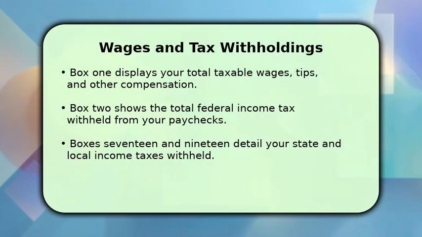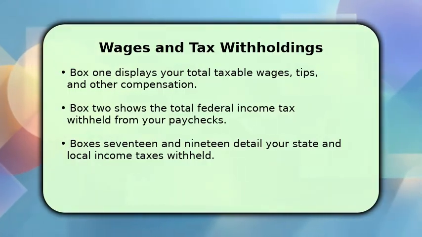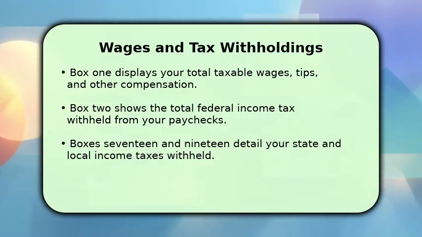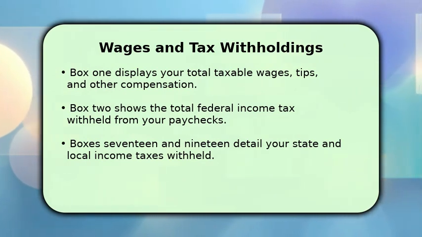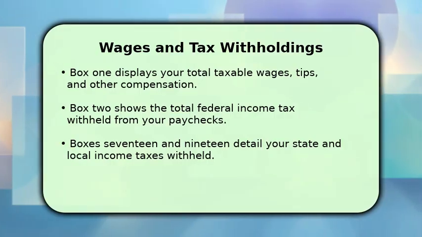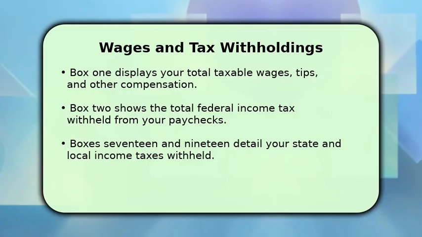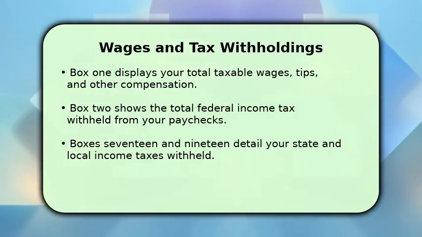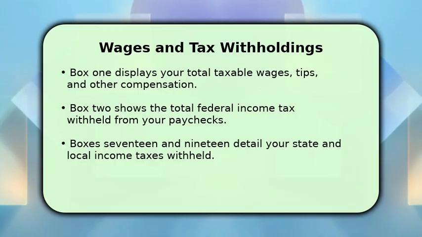Now, we move to the financial heart of your W-2. Box 1 reports your total taxable wages, tips, and other compensation for the year. Box 2 indicates the total federal income tax your employer withheld. Further down, boxes 17 and 19 will show your state and local income taxes withheld, respectively. These figures are paramount for calculating your tax liability or refund, so pay close attention to their accuracy.